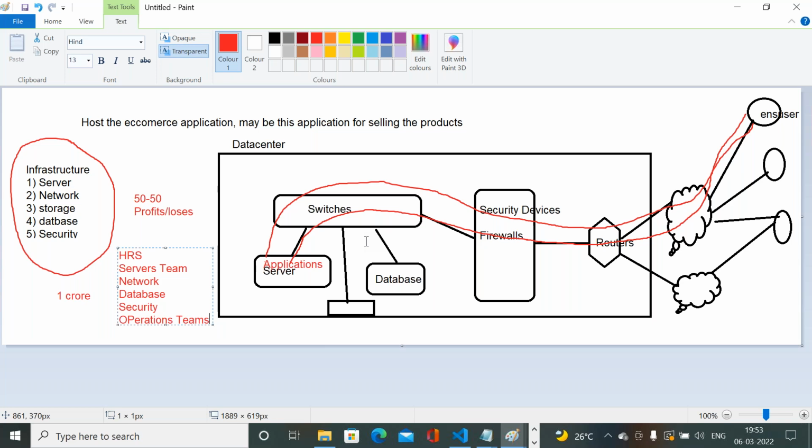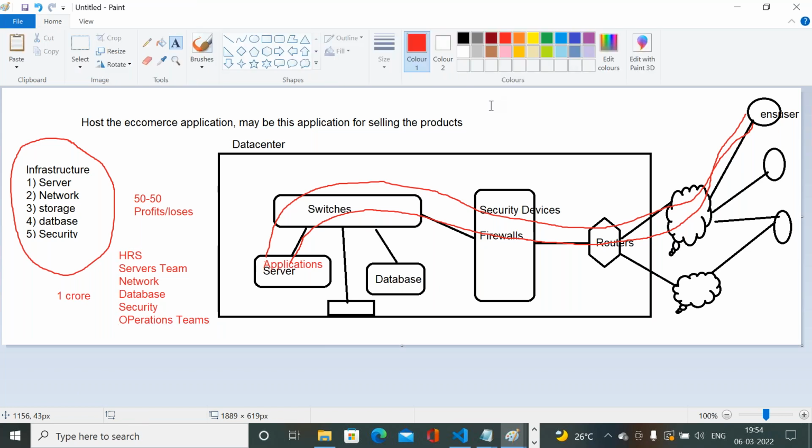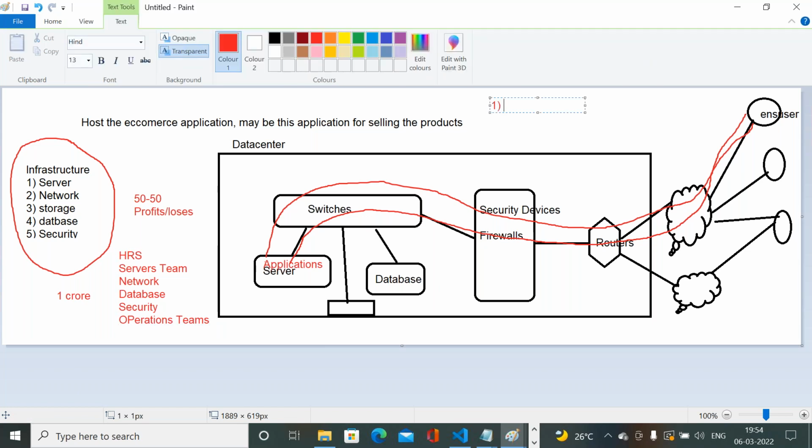Once the cloud comes into the picture, there are no upfront investments. That's the beauty. We're not going to make any upfront investments. Without investing any amount of money, we can build the applications using the same infrastructure. We can set up the servers, database, firewalls, routers, service providers. We can host the applications inside this cloud.